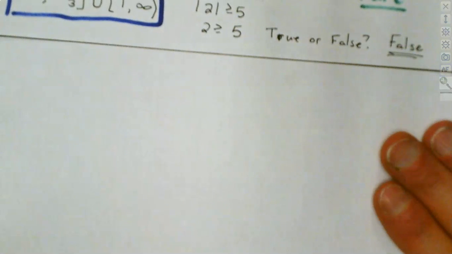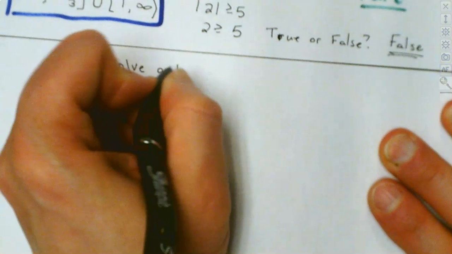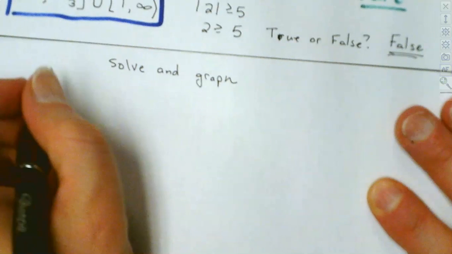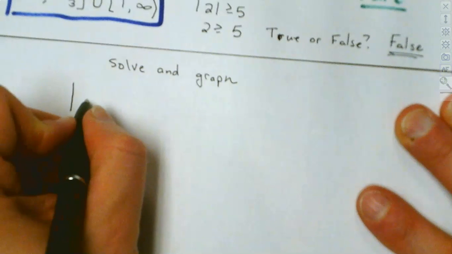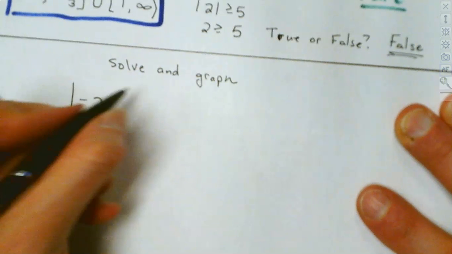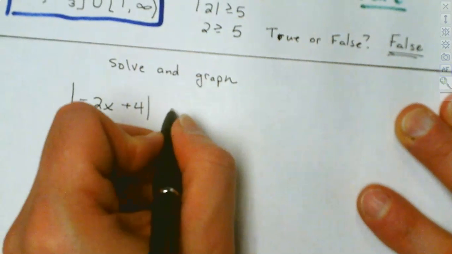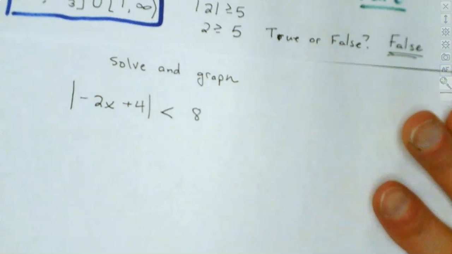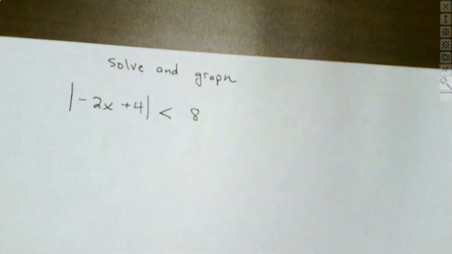So let's try another one. Again, we're going to solve and graph these. Absolute value of minus 2x plus 4 is less than 8. Okay, so again, we're going to go through this one slowly to make sure we understand what to do.